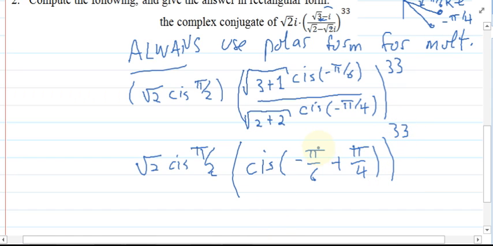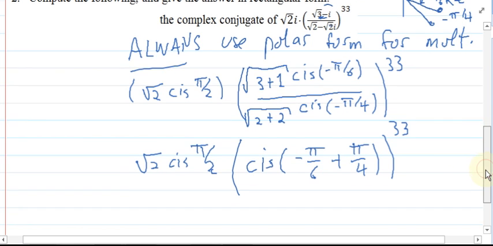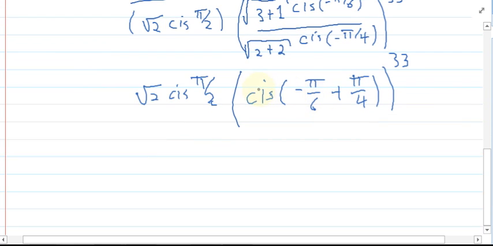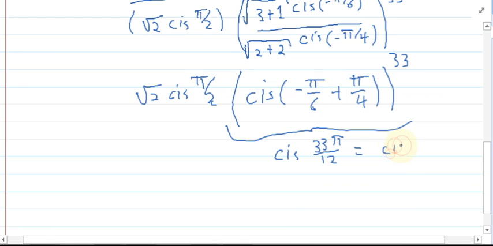Now, minus pi over 6 plus pi over 4 turns out to be pi over 12. Right? So I have cis of pi over 12 to the 33rd power. What happens when you raise a cis to a power? You multiply the angle. So this whole thing becomes cis of 33 pi over 12. Now you can rewrite that as cis of 11 pi over 4. And that's what I have here.